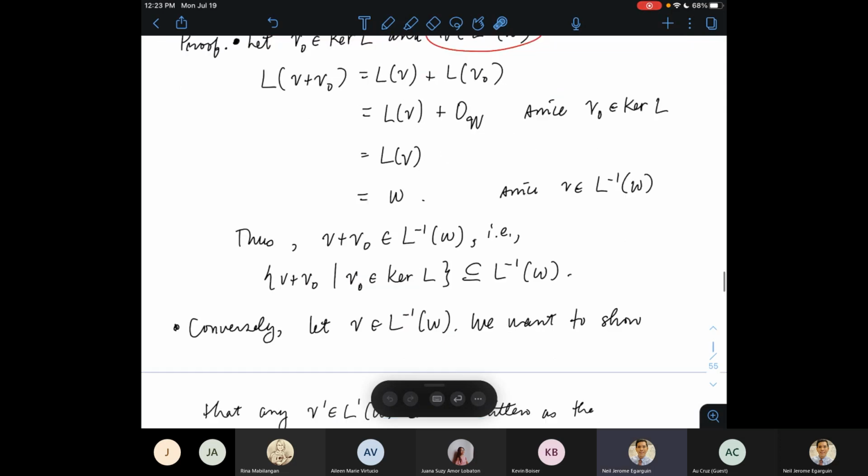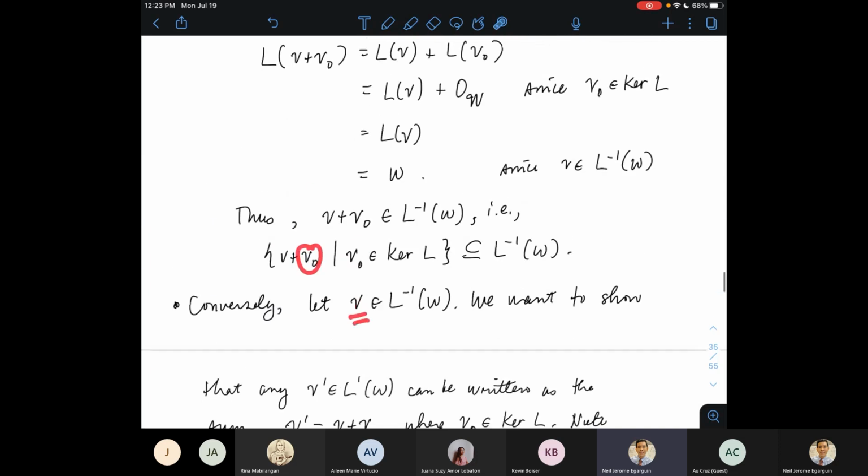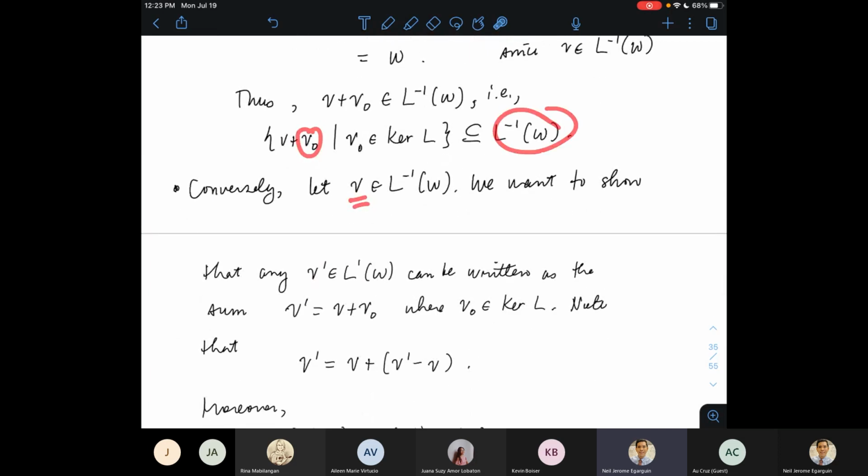For the reverse inclusion, we will take an element of this guy and show that it's of this form. So gusto kong ipakita pag kumuha ko ng isang element ng L inverse of W, I want to show that I can write that as the fixed element V plus an element of the kernel. Okay? So there's a nice trick on how to show that, because ang kailangan kong hanapin ay dapat yung element ng kernel na i-add ko kay V, na arbitrary member ng L inverse of W. Okay? So I'll start with that.